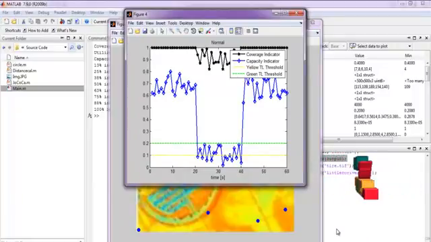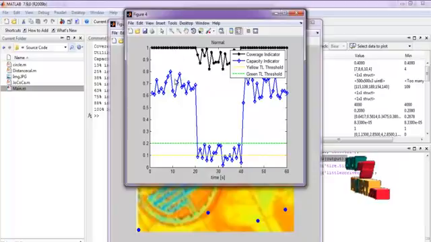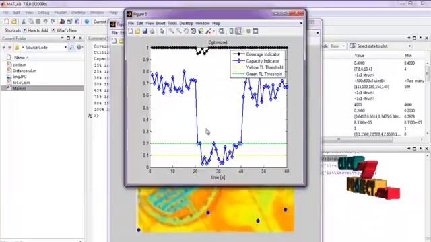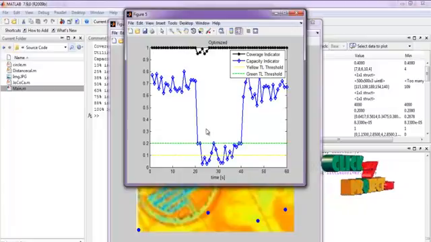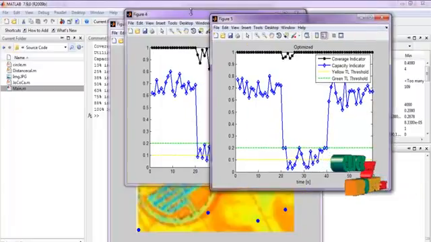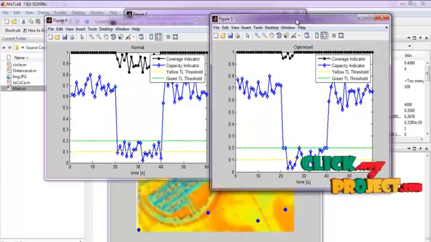This green and yellow line indicates the threshold value, and black and blue represent the coverage and capacity indicator, varying between 0s and 1s. This is the optimized coverage and capacity indicator, and this is the normal capacity indicator, and here we use the joint coverage and capacity maximization algorithm.